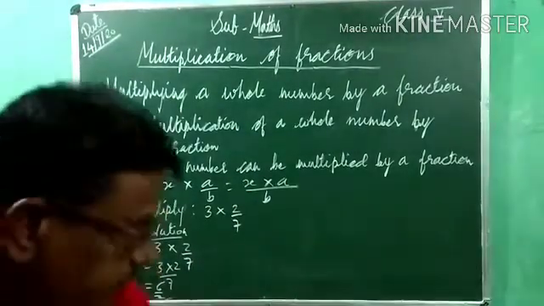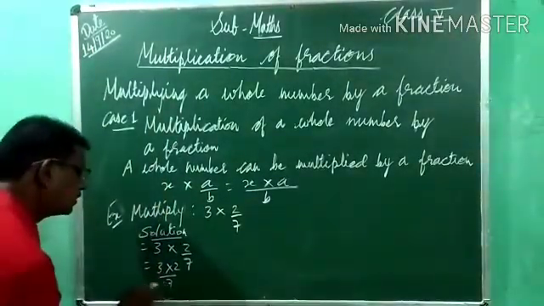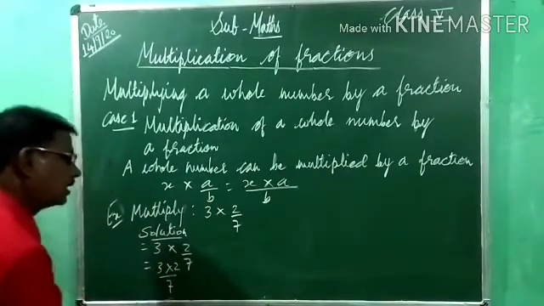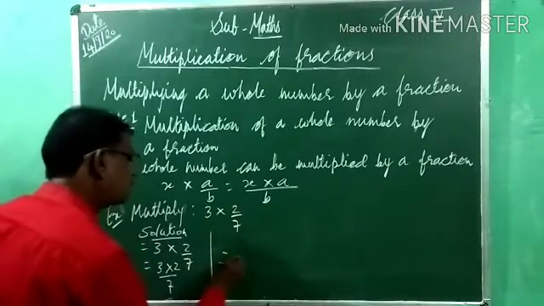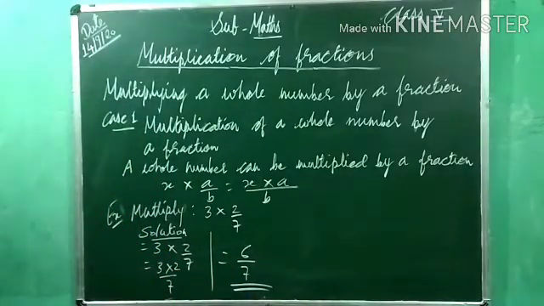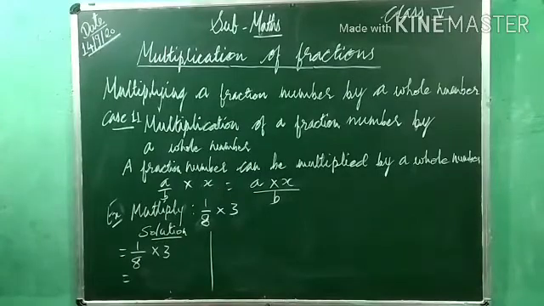Here I am writing: 3 into 2 divided by 7. Now 3 twos are 6, 6 by 7. So the answer is 6 by 7. Understood? Just the numerator we have to multiply. So note this down. Now case 2, just the opposite of that.